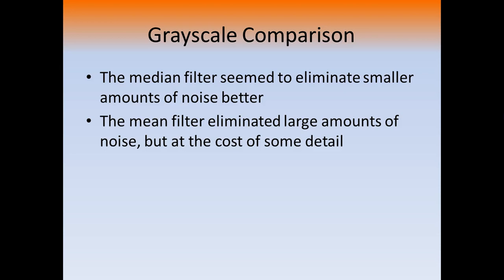But in terms of small amounts of noise but high amplitude like salt and pepper, the mean filter didn't do very well at all. And it always cost some of the detail, blurring some of the edges and things, which was acceptable with large amounts of noise, but in small amounts of noise it didn't really make sense to use a mean filter.